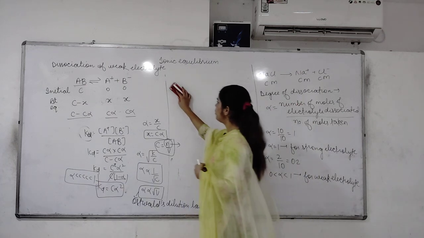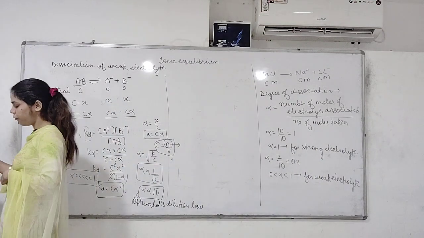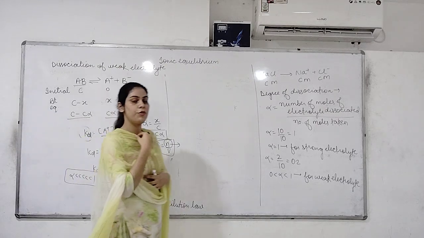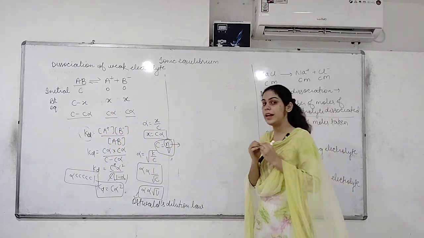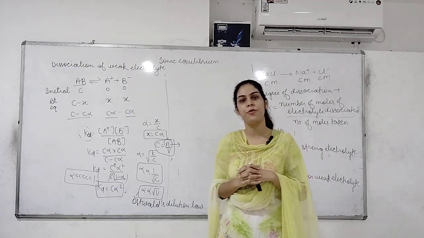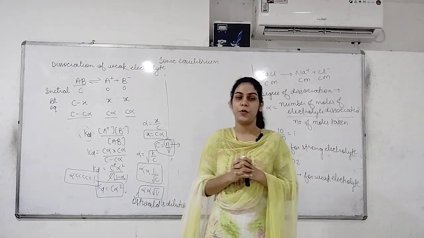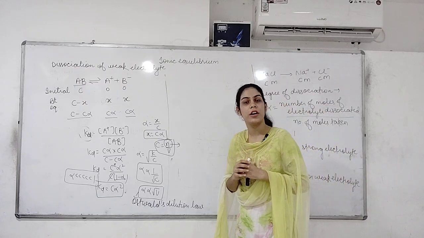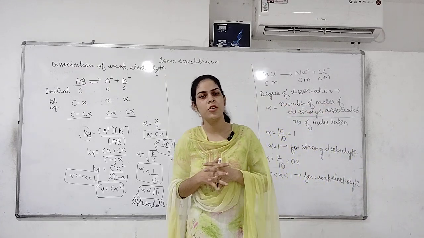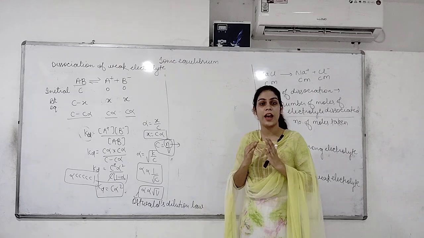So now I have told you about the dissociation of weak electrolytes and about degree of dissociation. So now move to our main topic, that is how to find pH of different kind of solution. So first of all, I will tell you how to find pH of a strong acid. Calculation of pH for a strong acid is very easy.